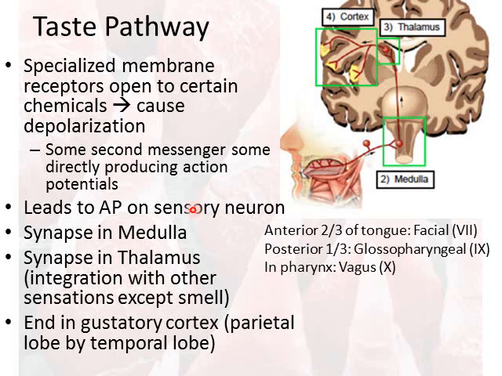So after you get that action potential on one of these sensory neurons, it's going to go to the medulla, synapse there, and then go to the thalamus, where most of our senses integrate except for smell. And then it's going to end in the gustatory cortex of the parietal lobe, right next to the temporal lobe. So that's the pathway for taste.